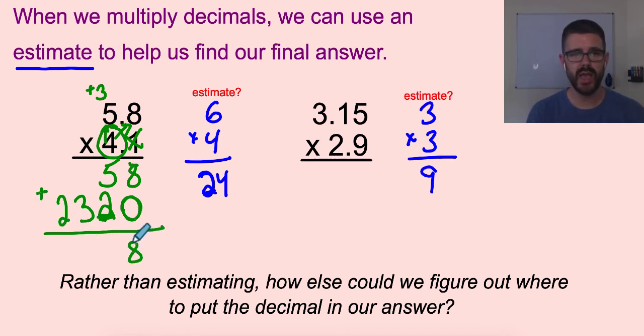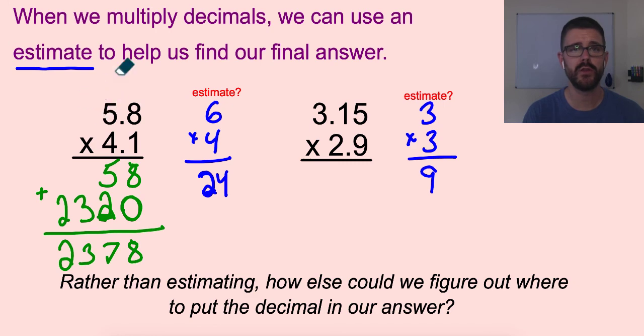8 plus 0 is 8. 5 plus 2 is 7. 3 and 2. And now we go back and think about our estimate. Our estimate said our answer should be somewhere in the range of 24.